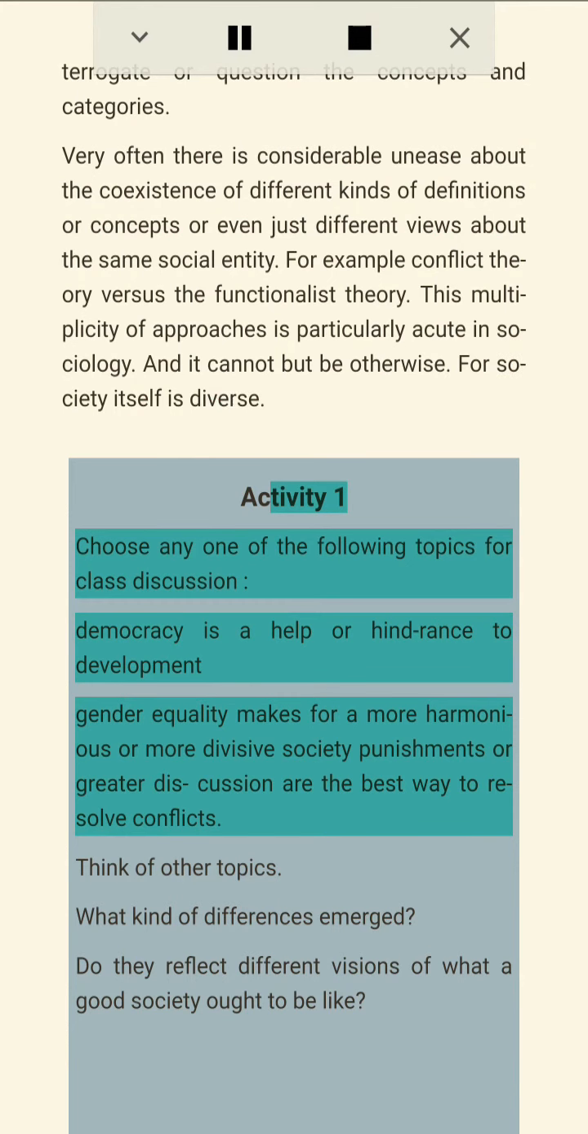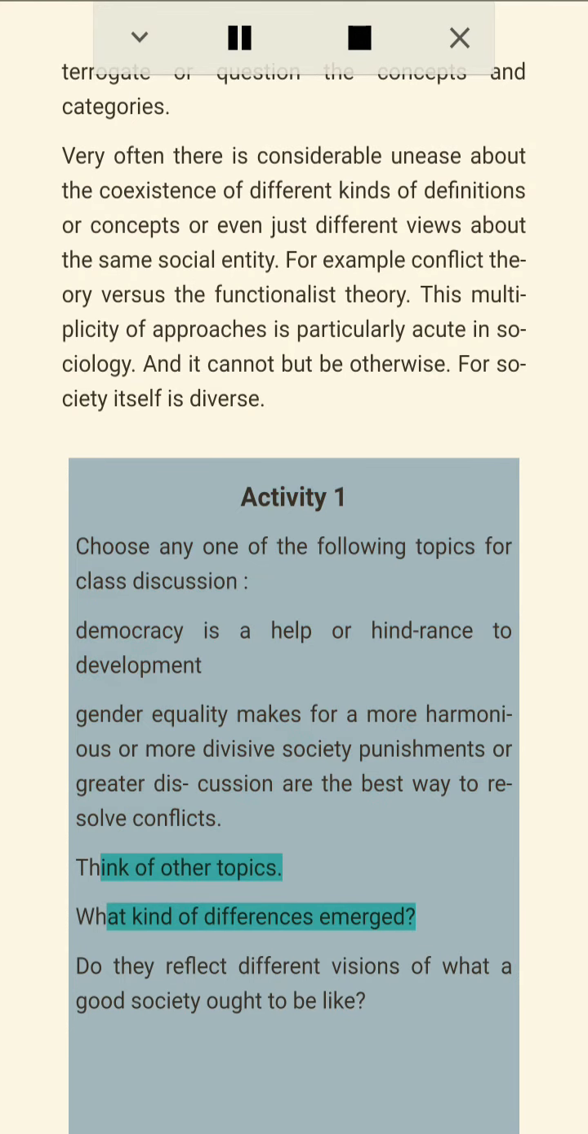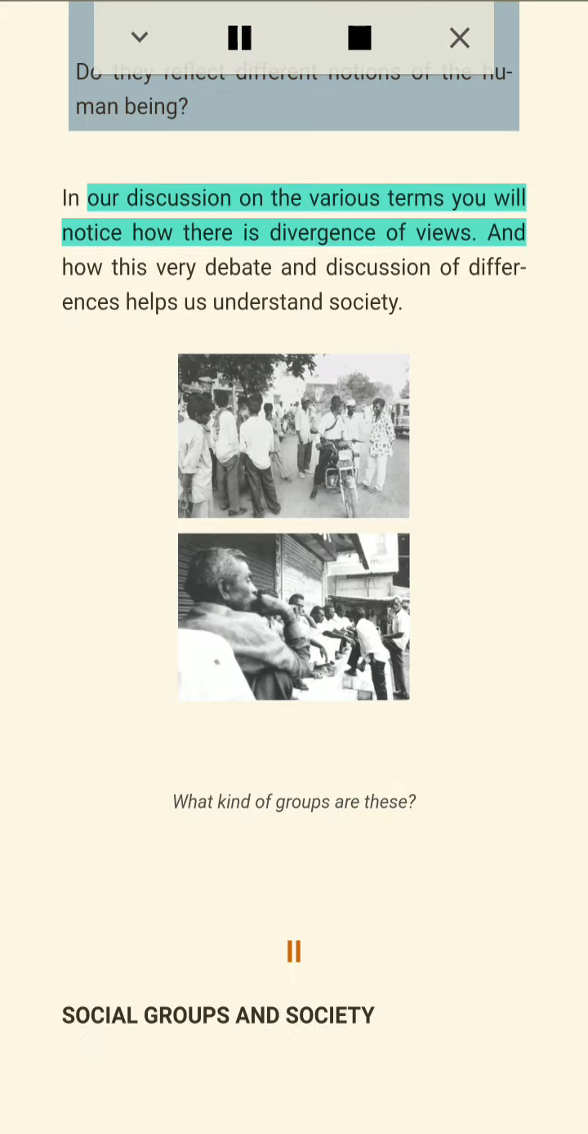Activity 1. Choose any one of the following topics for class discussion. Democracy is a help or hindrance to development. Gender equality makes for a more harmonious or more divisive society. Punishments or greater discussion are the best way to resolve conflicts. Think of other topics. What kind of differences emerge? Do they reflect different visions of what a good society ought to be like? Do they reflect different notions of the human being?